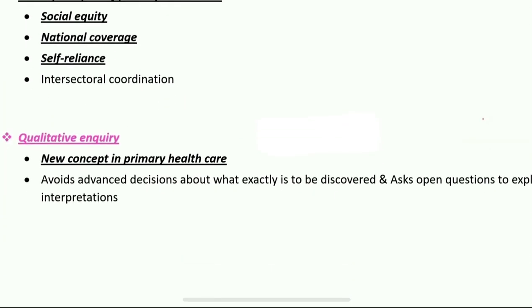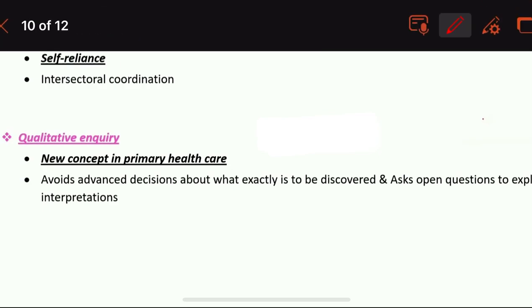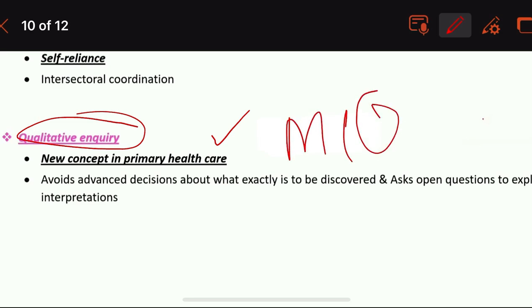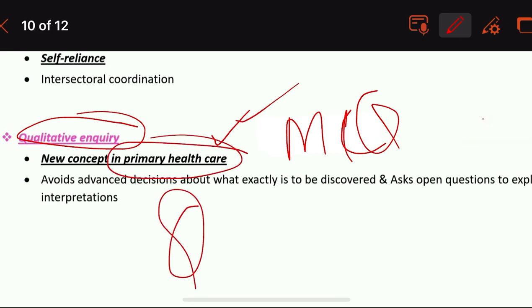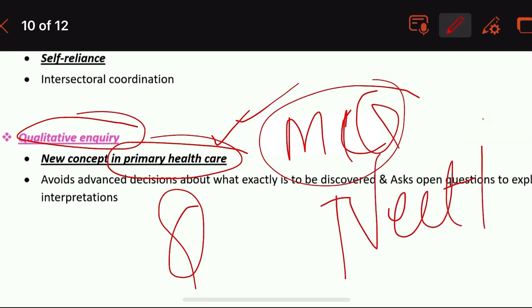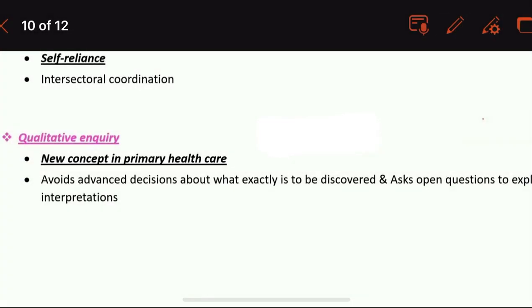Next, qualitative enquiry. If a question arises, qualitative enquiry is a new concept in primary healthcare. Guys, this is an MCQ question we found in a previous paper, for the NEET PG entrance exam. In all the previous year question papers, the relatable questions have been marked as underlined points, and all the videos cover the MCQ questions which have appeared in previous examinations.